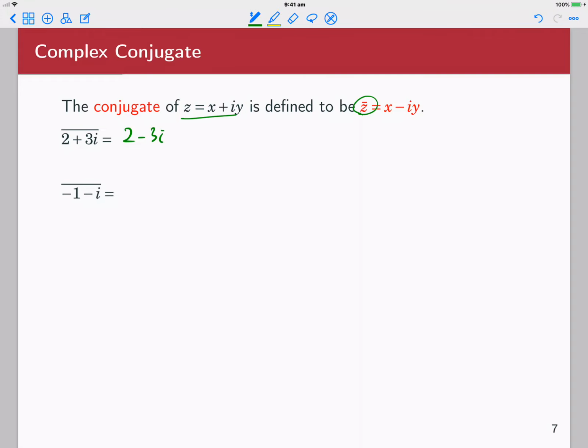In the second example, I have -1 minus i. With the imaginary part, if I just change the sign, it becomes -1 plus i. And that's really all it is. So taking the conjugate is a fairly straightforward operation. Now, in terms of what this looks like visually, let me just draw it for you.